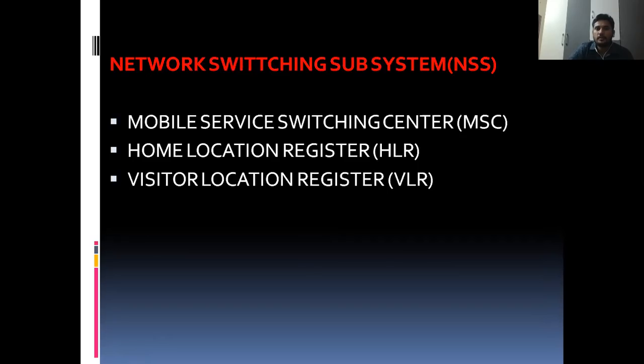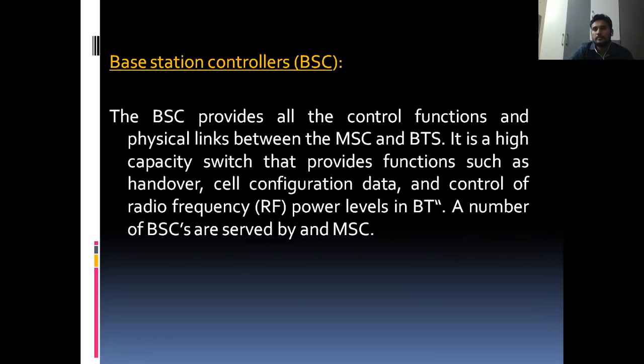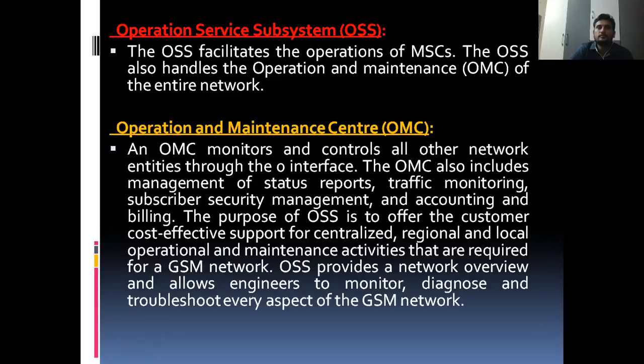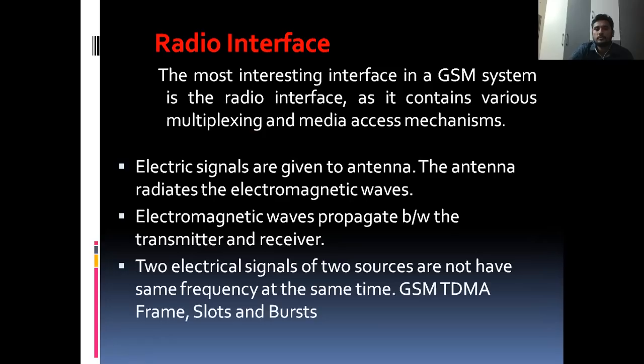Now coming to session 4. Here we start with the radio interface. The radio interface is the most interesting interface in a GSM system, as it contains various multiplexing and media access mechanisms. It has to convert many into one, so the multiplexing technique is used in the radio interface in GSM.